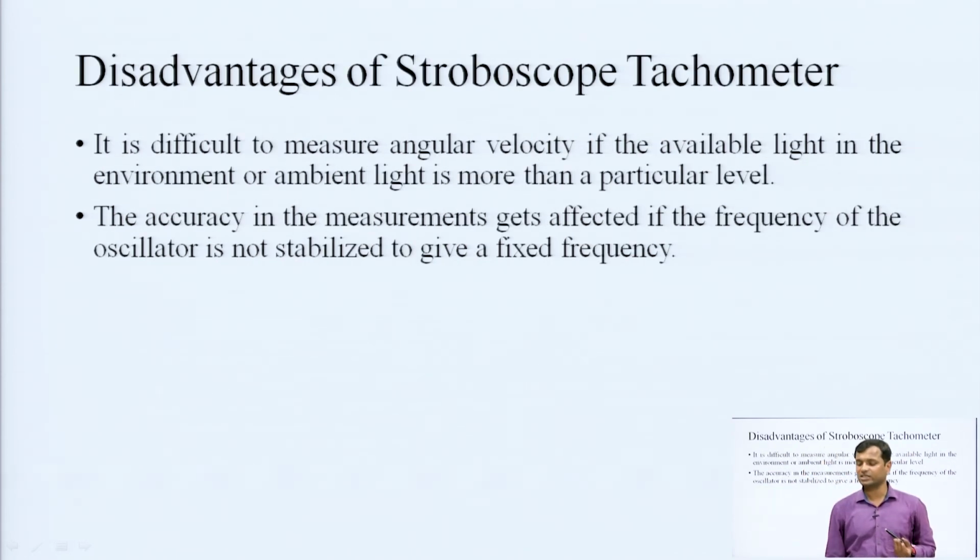There are some disadvantages of the stroboscope tachometer also. It is difficult to measure angular velocity if the ambient light in the environment is more than a particular level. Also, the accuracy of the measurement gets affected if the frequency of the oscillator is not stabilized to give a fixed frequency, which causes problems in the result. So these are certain disadvantages of the stroboscope tachometer. This is all about the displacement measurement. Thank you.